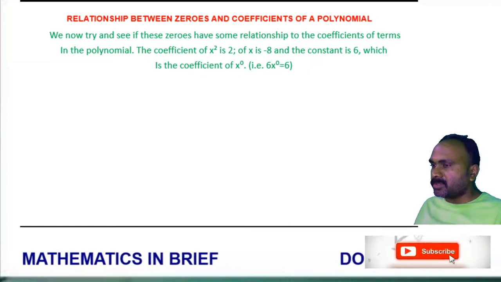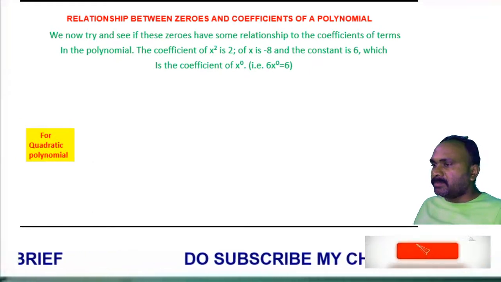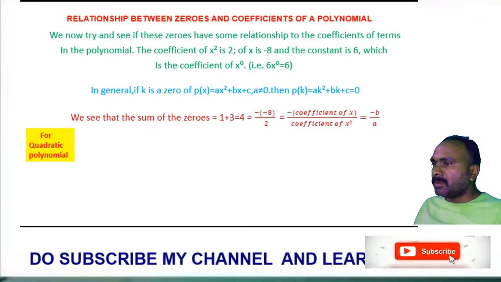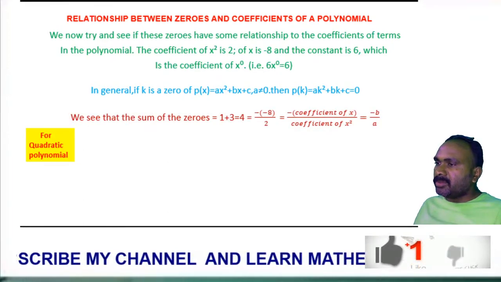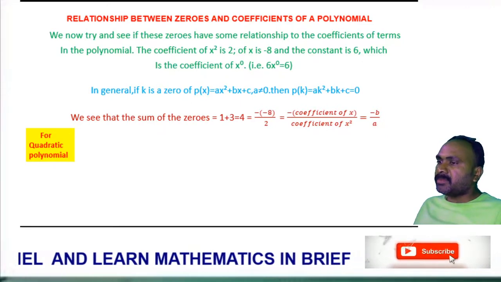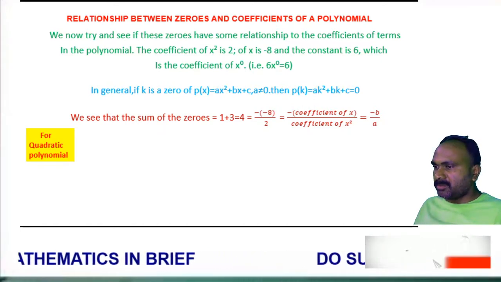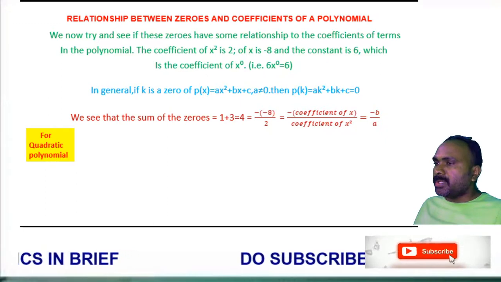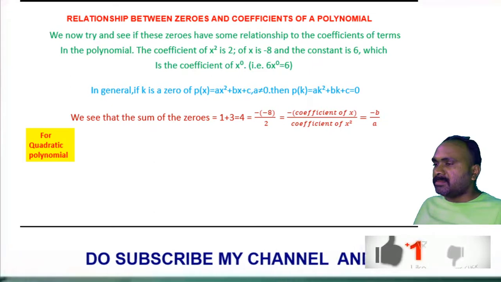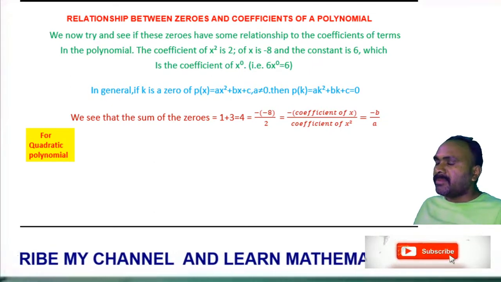We know, for a quadratic polynomial, in general, if k is a zero of p of x equals ax square plus bx plus c, then p of k equals ak square plus bk plus c equals 0. Then k is a zero of the given polynomial. Here we see the sum of zeros; already we know the zeros are 1 and 3. So the sum of zeros, 1 plus 3 equals 4.